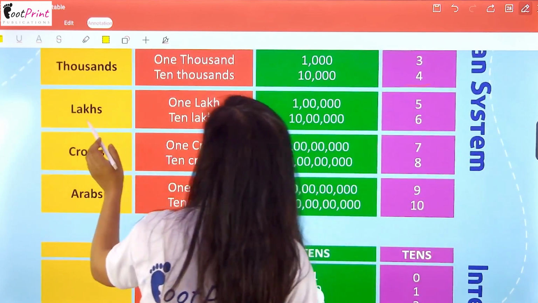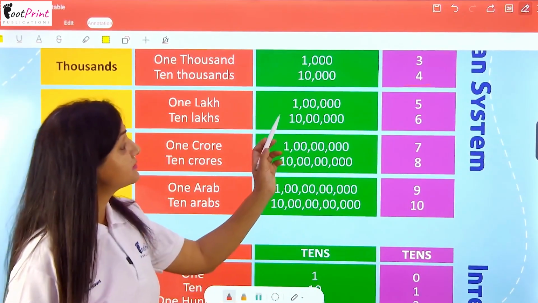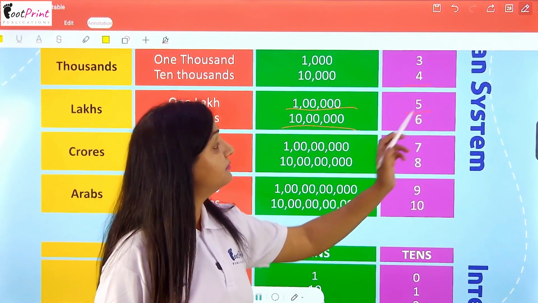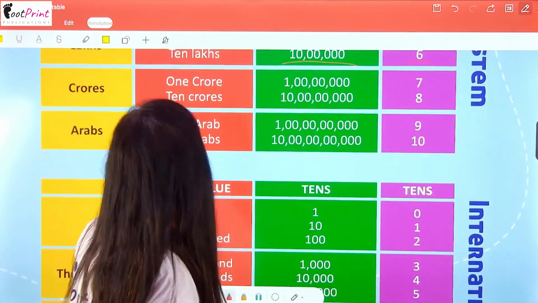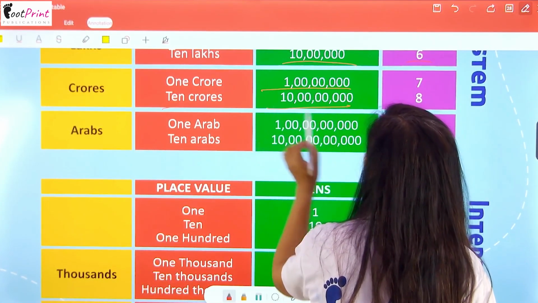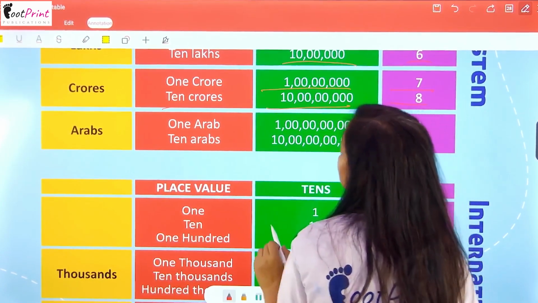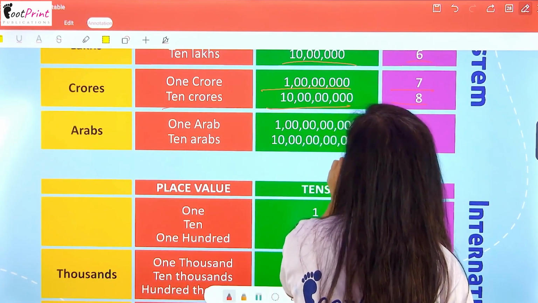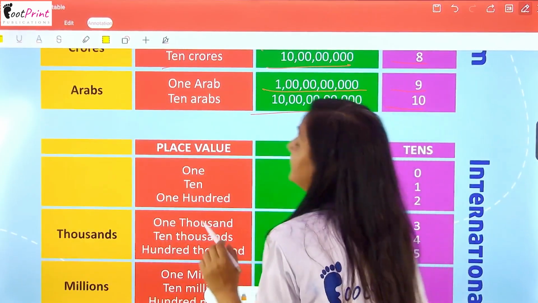Here we have lakh. Lakh means 1 lakh and 10 lakh. As you people know, it will be written like this: 1 lakh and 10 lakh. In 1 lakh there will be 5 tens and in 10 lakhs there will be 6 tens. Here it is 1 crore and 10 crore. We will write 1 crore in numbers like this and 10 crore like this. In 1 crore we have 7 tens. In 10 crore we have 8 tens. This is Arab. 1 Arab, 10 Arab. 1 Arab will be like this with 9 tens and 10 Arab will be like this with 10 tens.